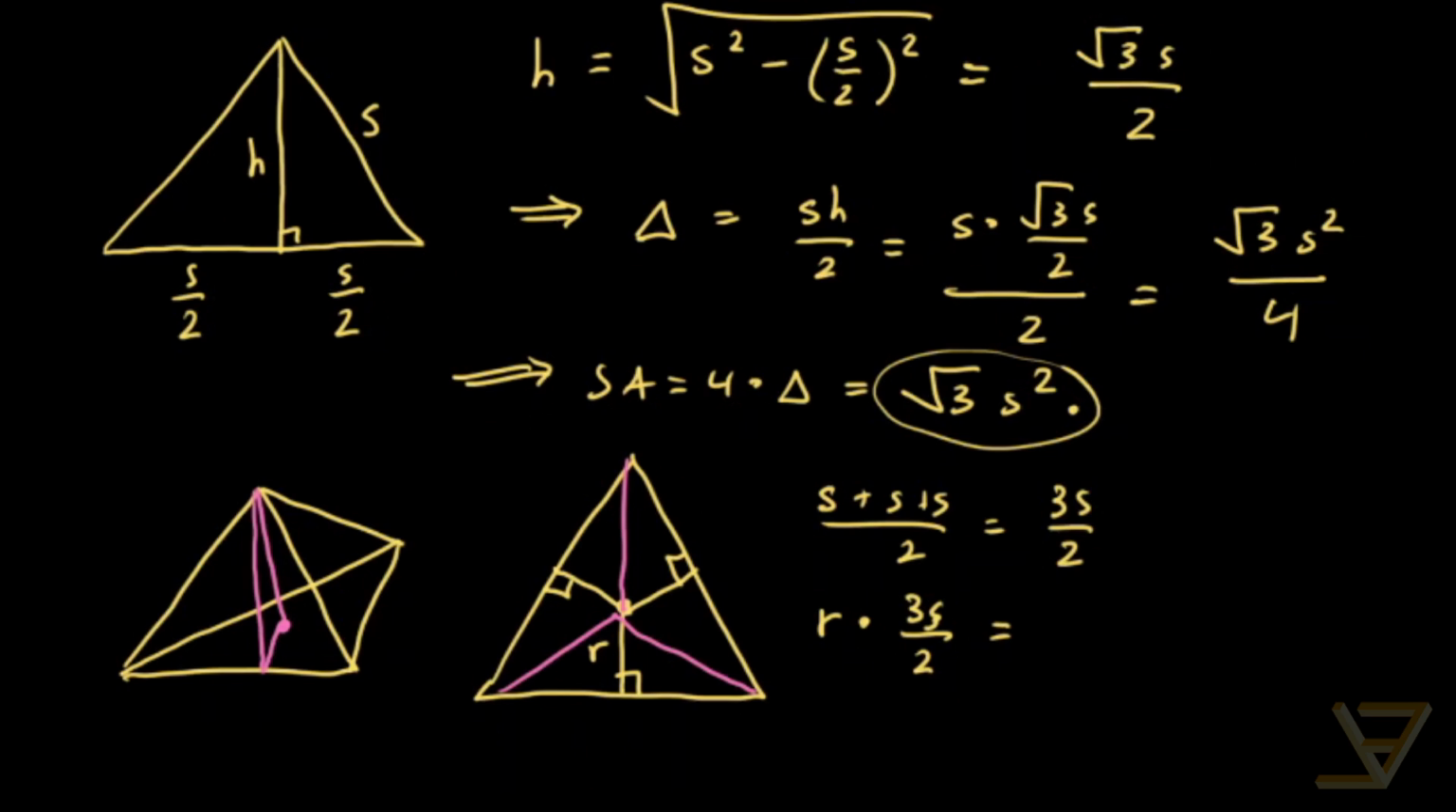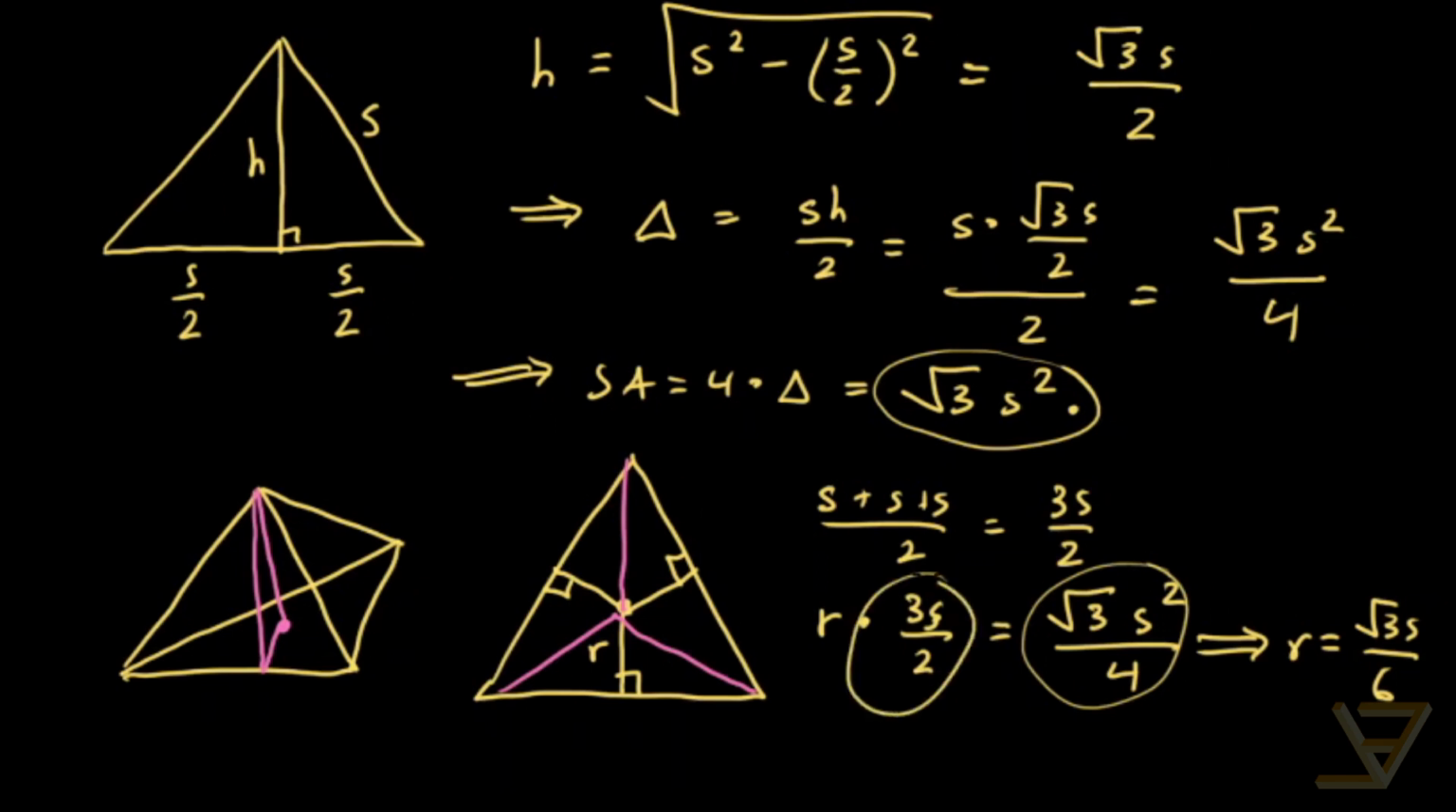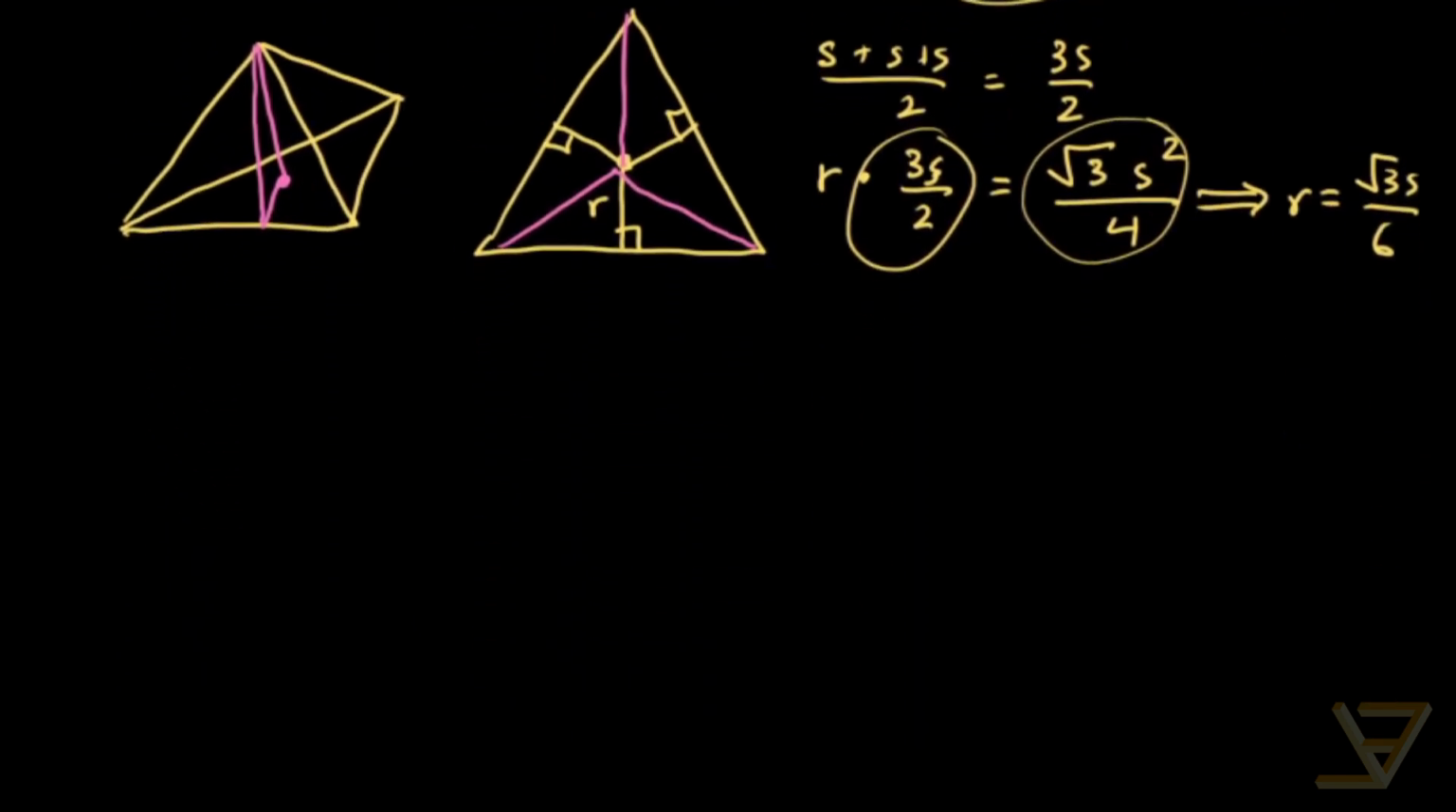So this formula tells us that r times 3 s over 2 is equal to square root of 3 s squared over 4, and that in turn tells us that r is equal to square root of 3 s over 6. So you can do that computation. It's just this part divided by this part. So now we know what r is, and what that lets us do is use the Pythagorean theorem on this pink triangle here. So let me draw out this pink triangle.